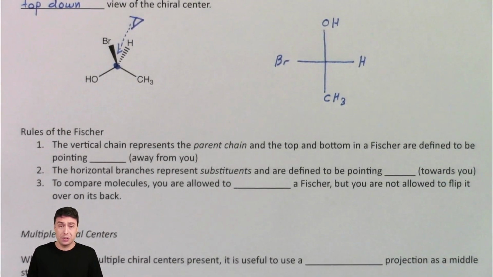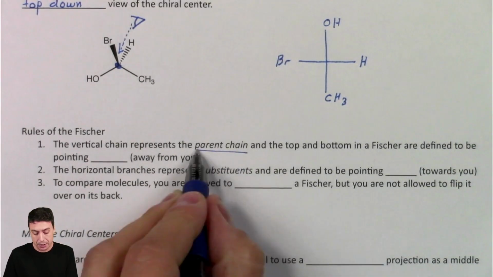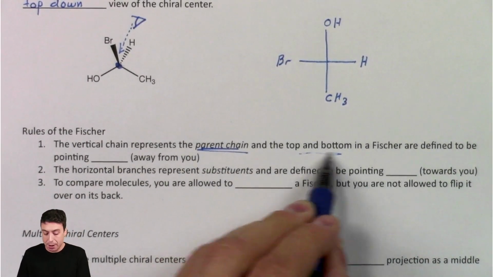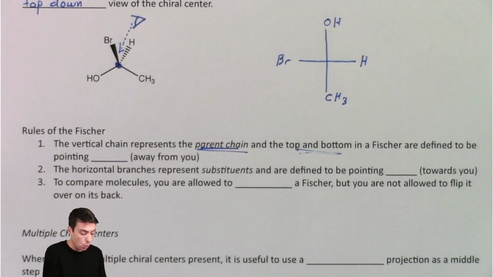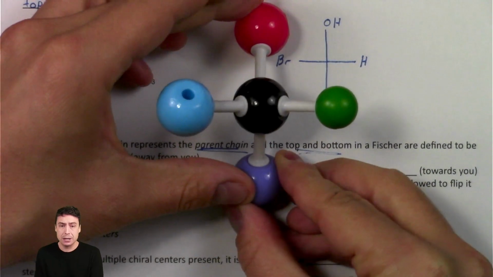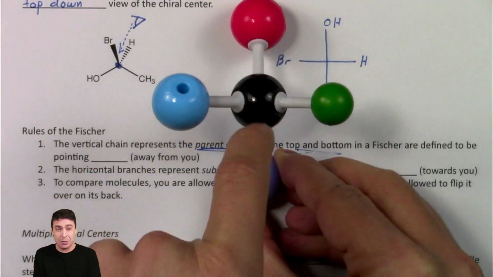Here are the rules of the Fischer, and a lot of people try to argue these rules, and they're like, I want to do this. You can't. Rules are rules, right? So, the vertical chain in the Fischer represents the parent chain. And in a Fischer projection, the top and the bottom of the Fischer are actually oriented in a way, if you remember from here, that red and that purple atom, sure, they're vertical, but technically they're also pointing a little bit down away from you.